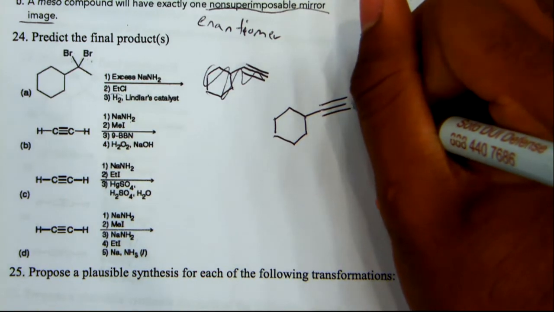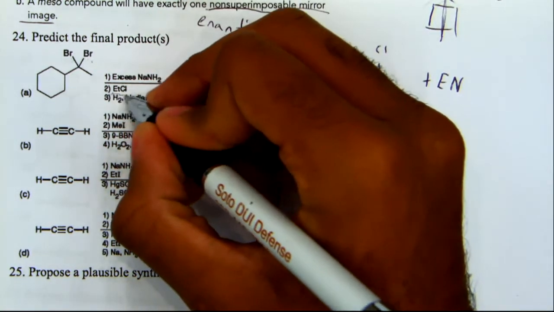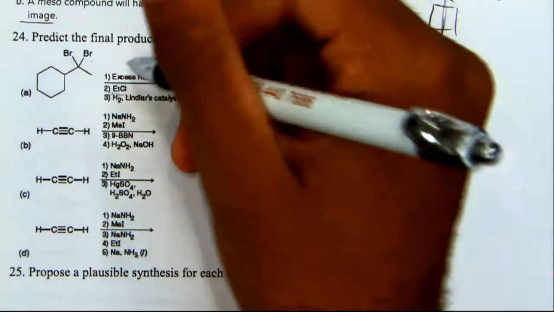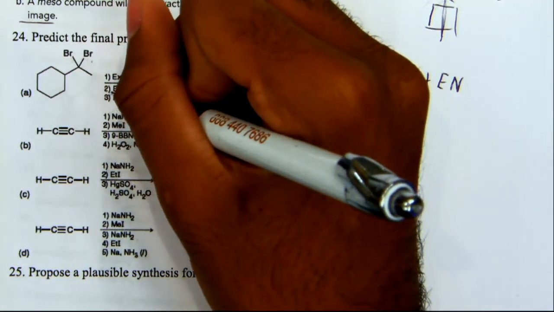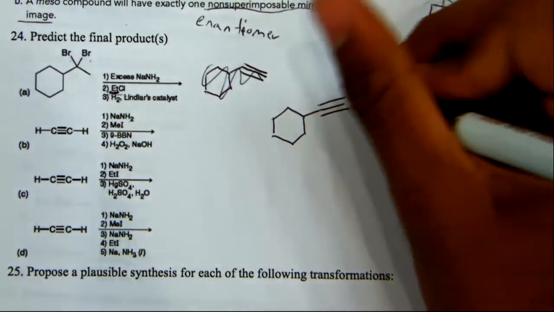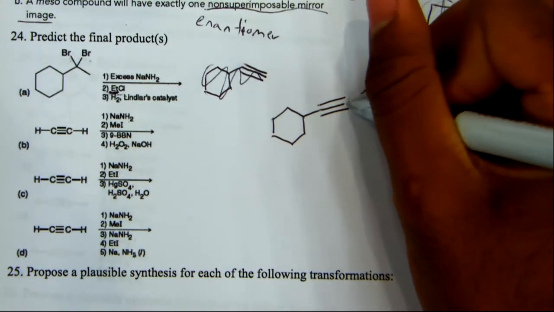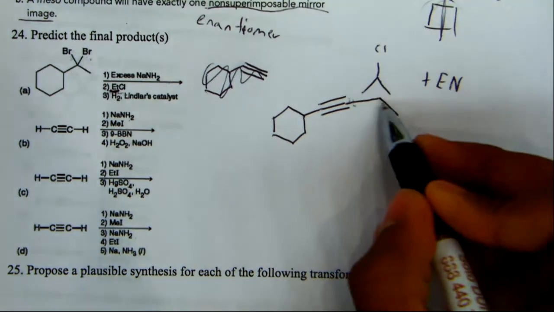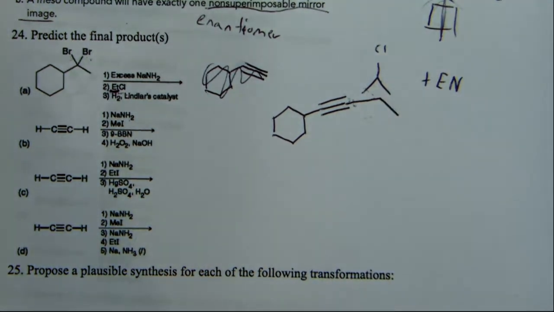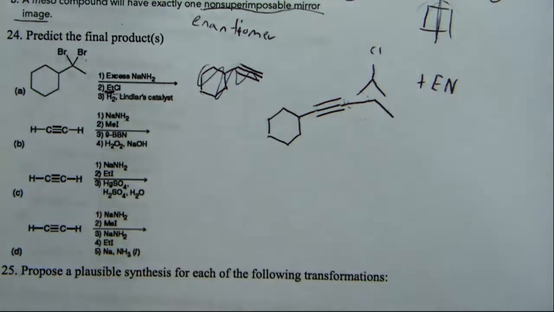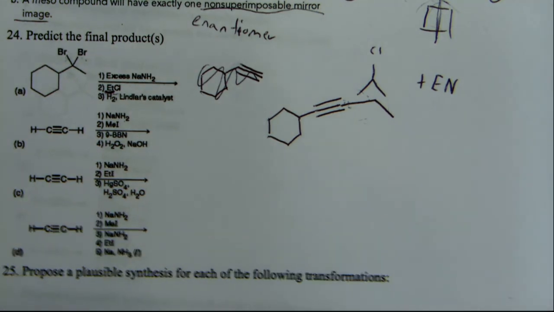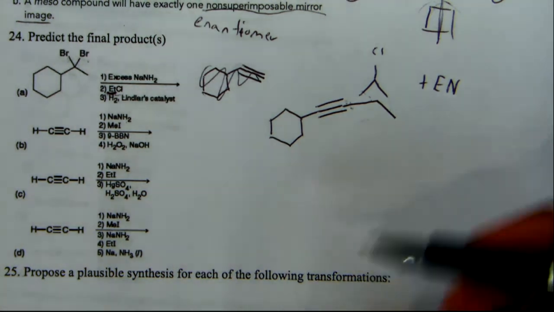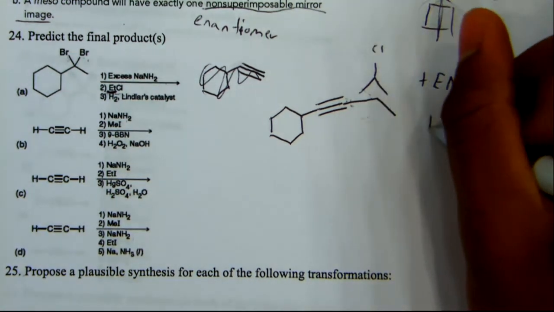But because we didn't, and we have EtCl, this will give us terminal alkylation, which means this positively charged ethyl will get attacked by this lone pair that was formed over here. And the ethyl will form terminally. And then our third step, using H2 and Lindlar catalyst, gives you an alkene, and it'll always be a cis alkene.